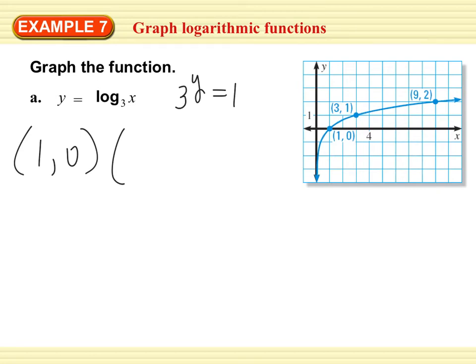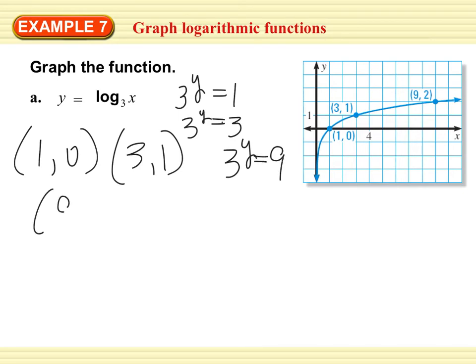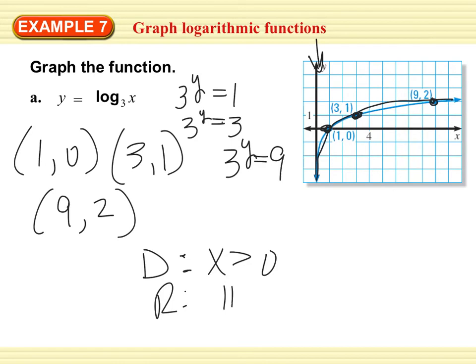So 3 to the y equals 3, so y is 1. So 3 comma 1. And then 3 to the y equals, I don't know, 9. So I can do 9 comma 2. If I plug those in, I can get a pretty decent graph. So 1, 0, 3 comma 1, and 9 comma 2. We know that it's not going to cross the y-axis because our domain is x greater than 0, and our range is all real numbers.